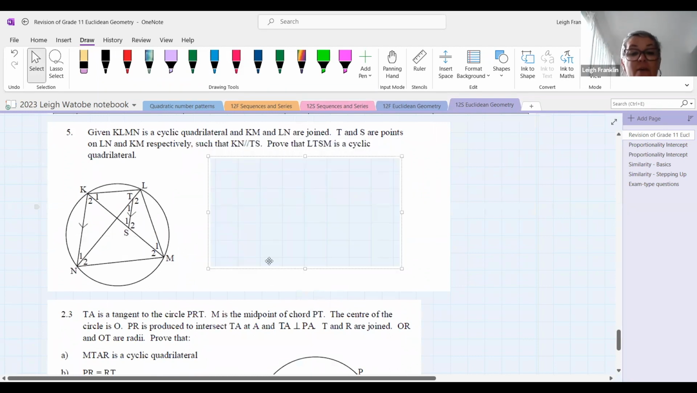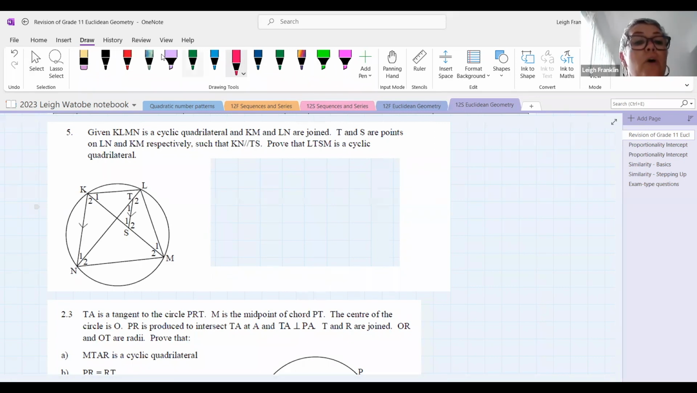We have been given KLMN, which is a cyclic quad because it has 4 points on the circle, and KM and LN are joined. T and S are points on LN and KN respectively, such that KN is parallel to TS. Prove that LTSM is a cyclic quadrilateral. If we highlight LTSM, there's line TL, line TS, line SM, and line LM. There is our quad.